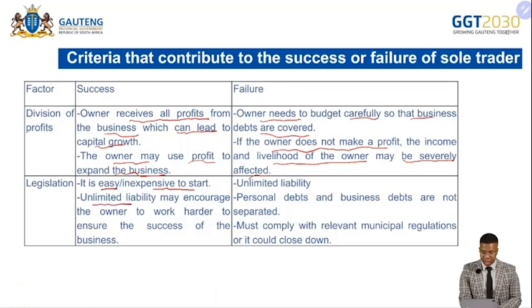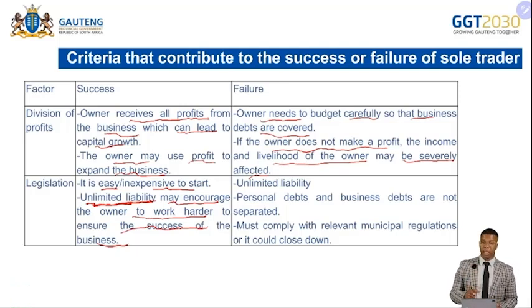However, the issue can be unlimited liability, which is legislation, the law. The law says sole traders have unlimited liability. This is to say, it may encourage the owner to work harder to ensure that the success of the business is achieved. So that is with the success there. The issue of unlimited liability means that if the business is to owe anything, the owner knows that they might have to sell their cars, they might have to sell their house. So it means they are going to work hard to ensure they do not get to that situation.